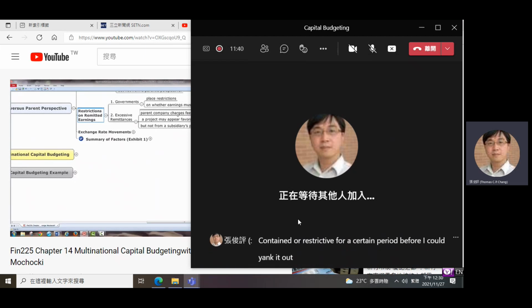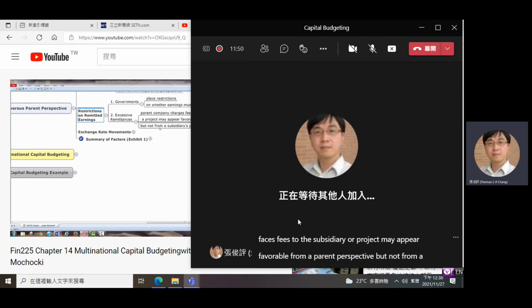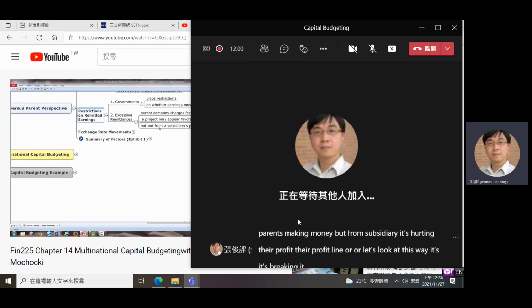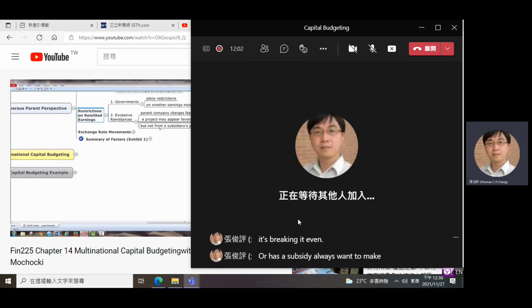Okay, excessive remittances. The parent company charges fees to the subsidiary. A project may appear favorable from the parent perspective, but not from the subsidiary perspective. So when I'm looking at that, the parent's making money, but from a subsidiary, it's hurting their profit line, or let's look at it this way: it's breaking even. As a subsidiary, I always want to make more profits, so they don't sell me. So I am a cash cow for the MNC.